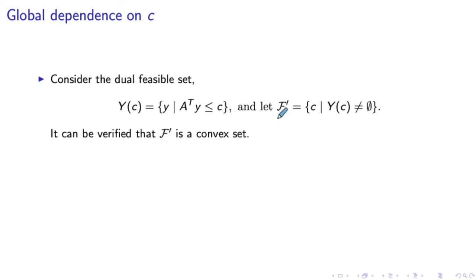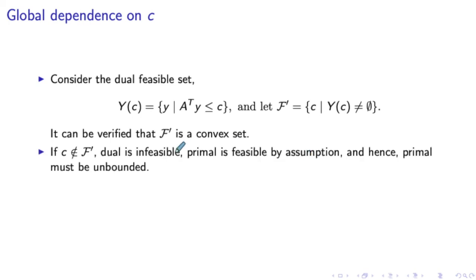And then, because the dual feasible region changes, we need to look at the set of c's for which the dual feasible region is actually non-empty. And similarly to the case of changes in b, we can show that this set F prime is actually a convex set. And then if c doesn't belong to F prime, then the dual is infeasible by definition, right? So then this means that the primal will be unbounded, because our assumption was that the primal is feasible.